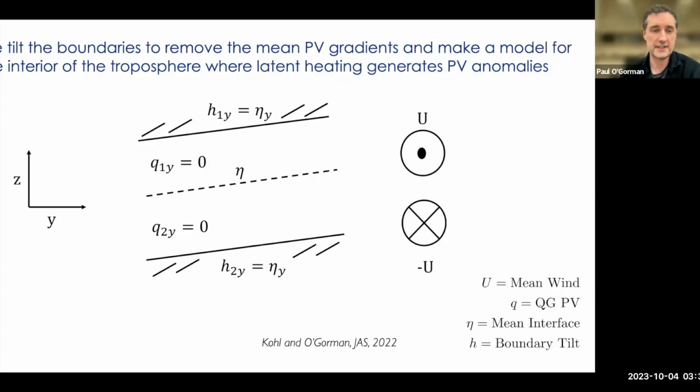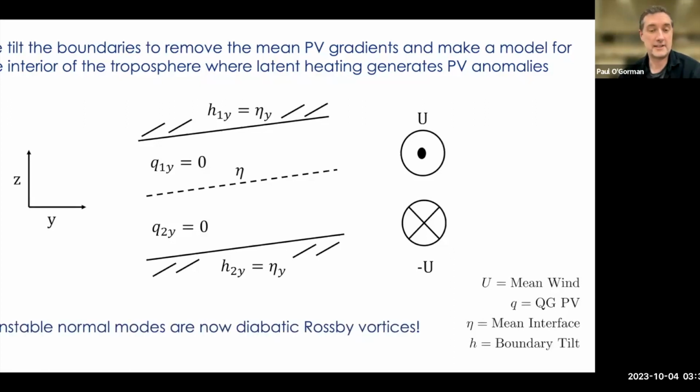So when we do this, we find that the unstable modes are now diabatic Rossby vortices, and we can study them. I should say we've also done the case where you have a tilt in the boundaries, but not quite this much, and then you get interesting transitions between the diabatic Rossby vortices and the more conventional wave-like instability, but I don't have time to get into that. But you could read more about that in our JAS paper.